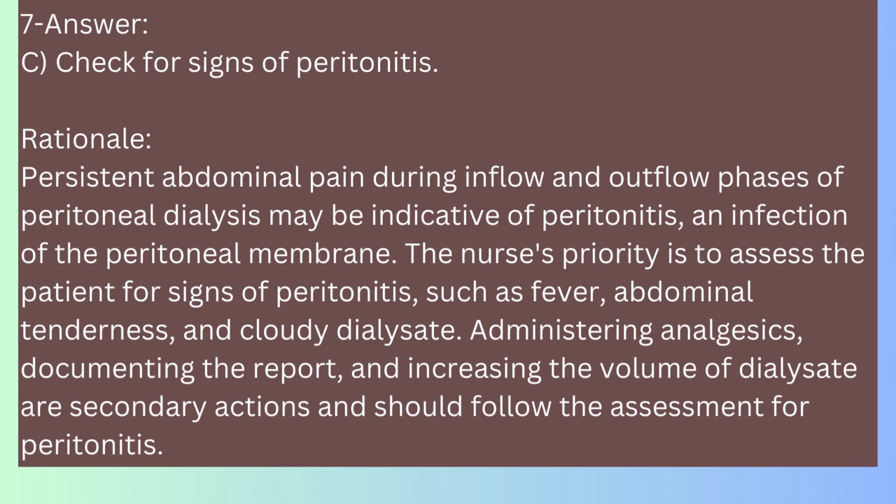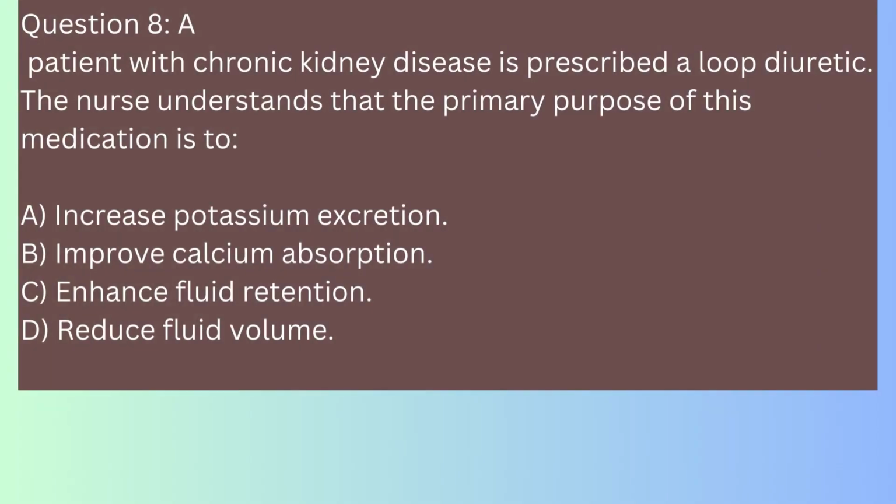The nurse's priority is to assess the patient for signs of peritonitis, such as fever, abdominal tenderness, and cloudy dialysate. Administering analgesics, documenting the report, and increasing the volume of dialysate are secondary actions and should follow the assessment for peritonitis.